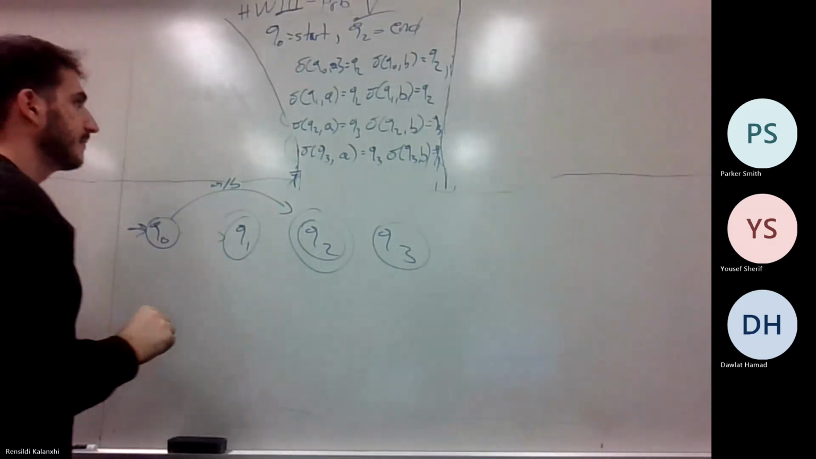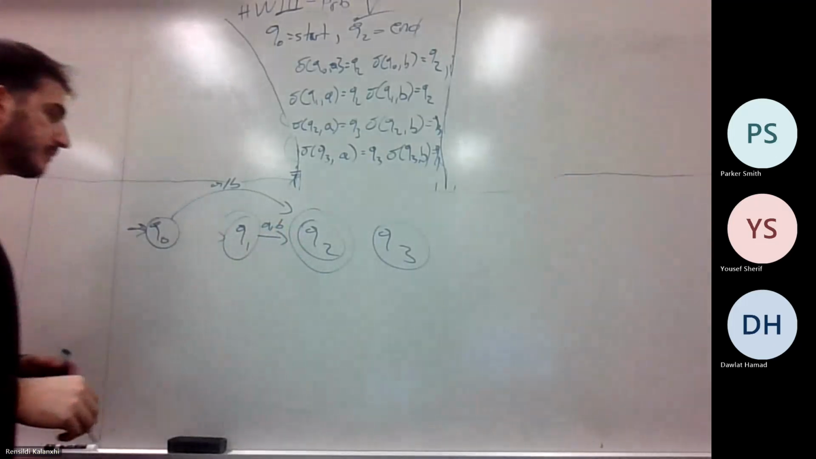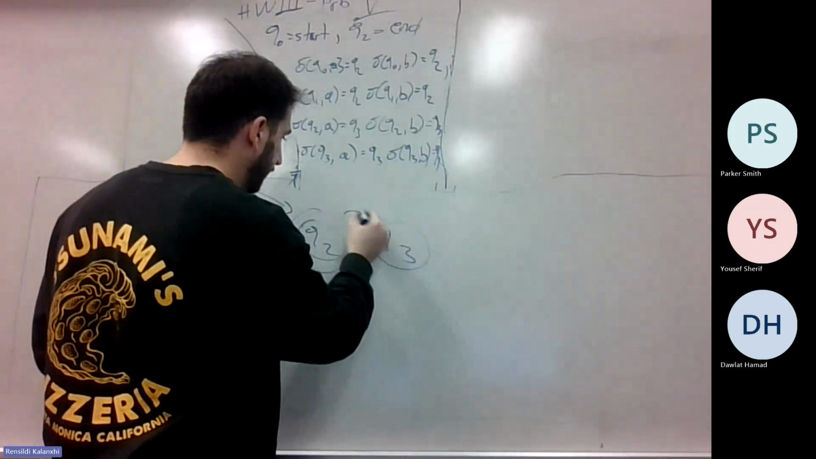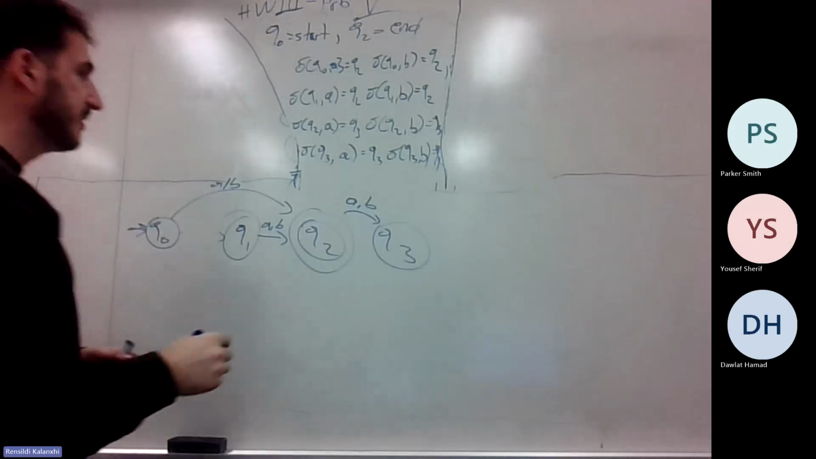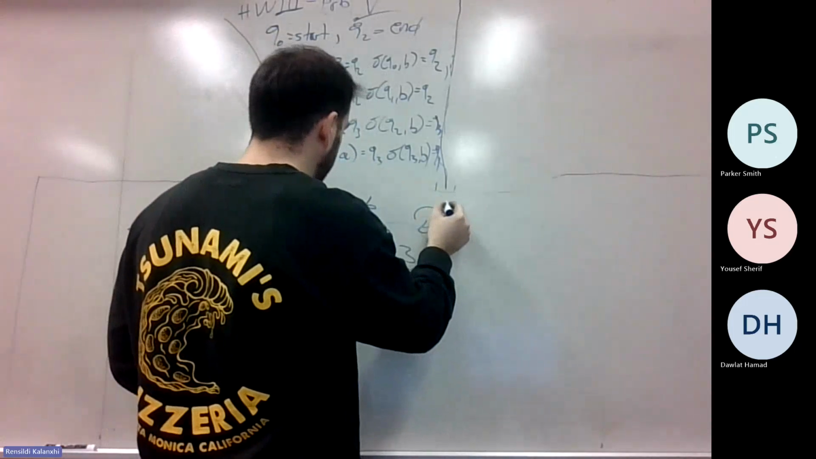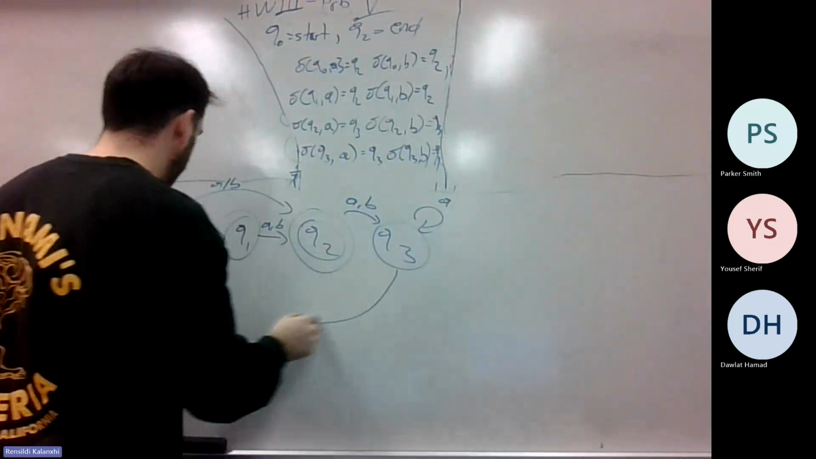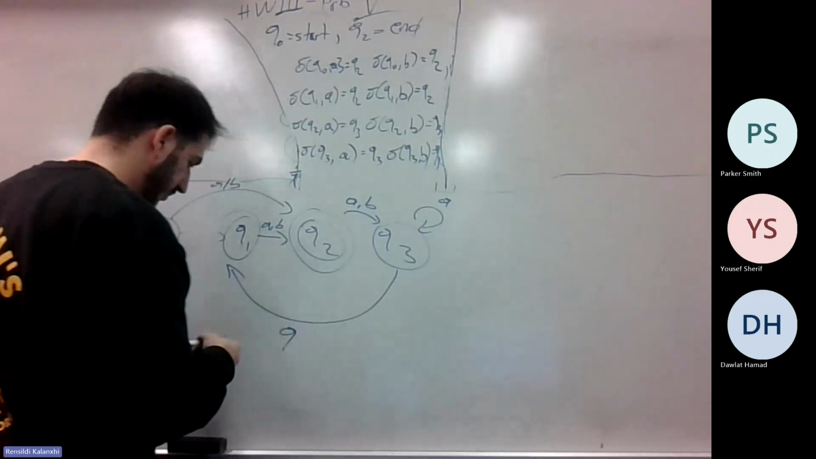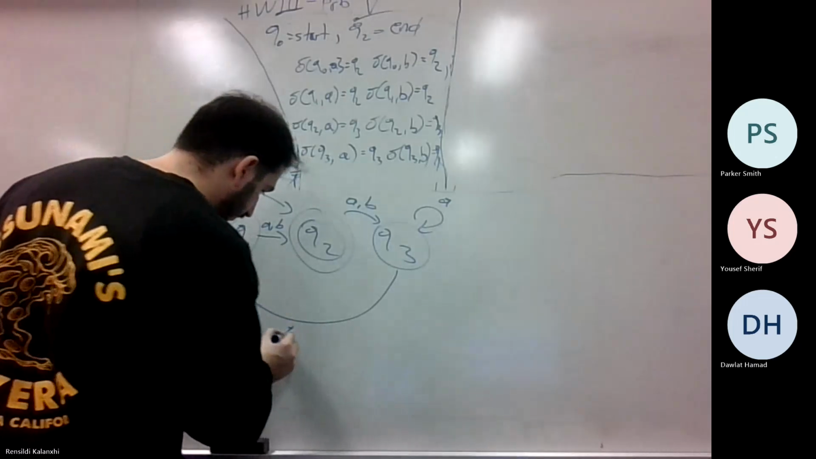Pointing A and B to Q2 from Q1 as well. And Q2, A and B to Q3. And Q3 is self-looping. A is the self-looping transition for Q3, and B will be pointing to Q1. B, not Q1.